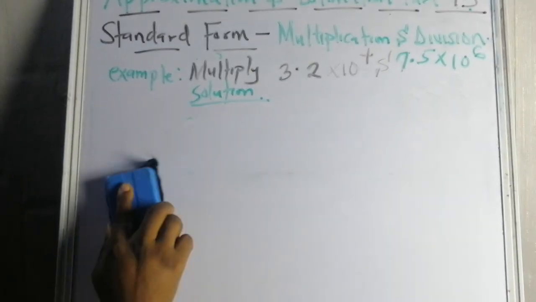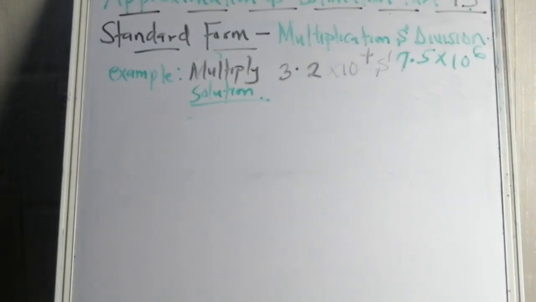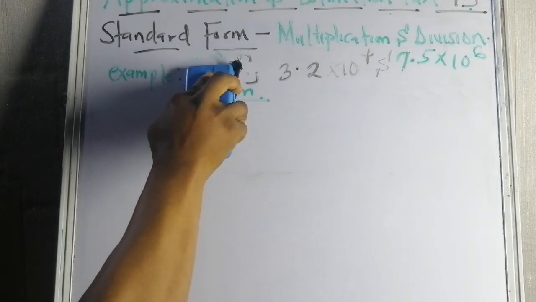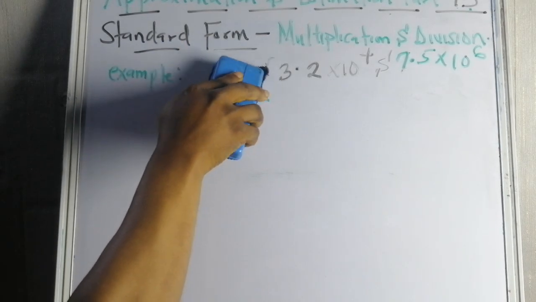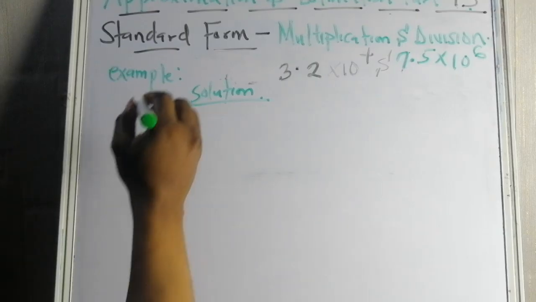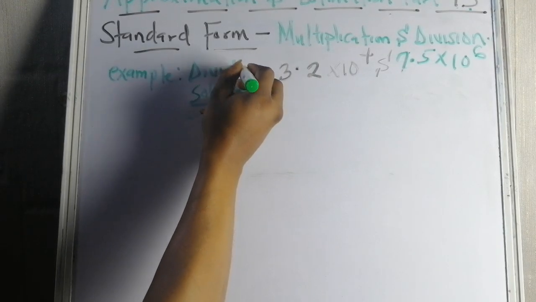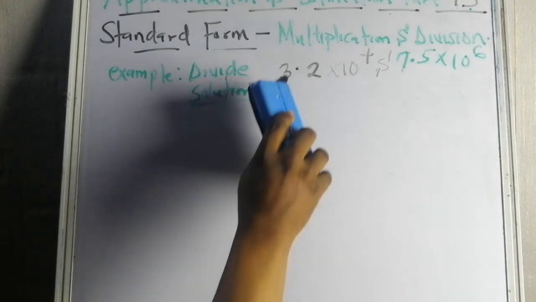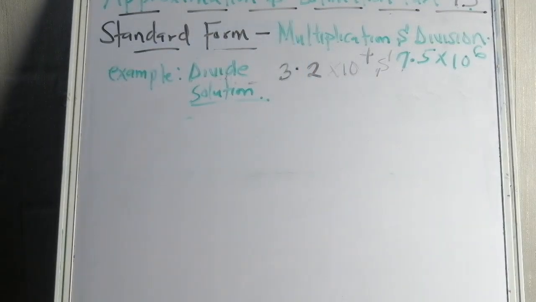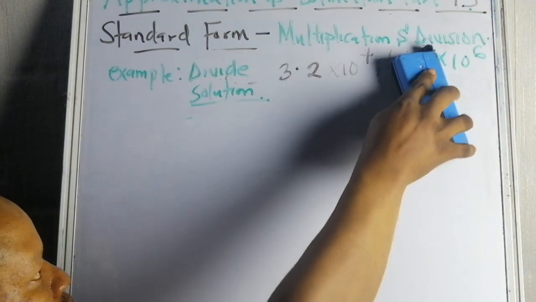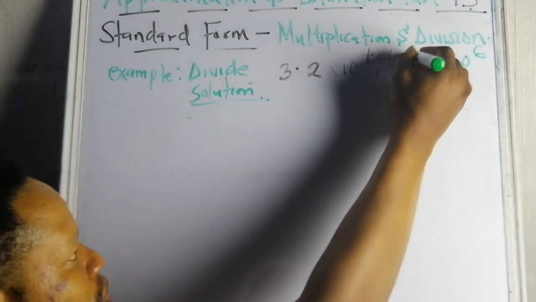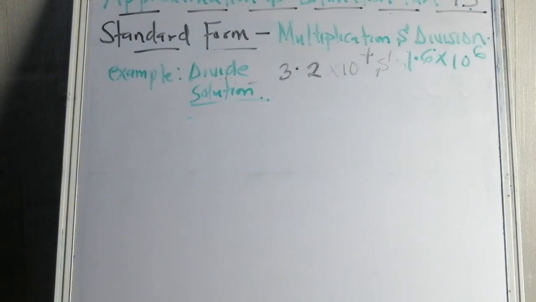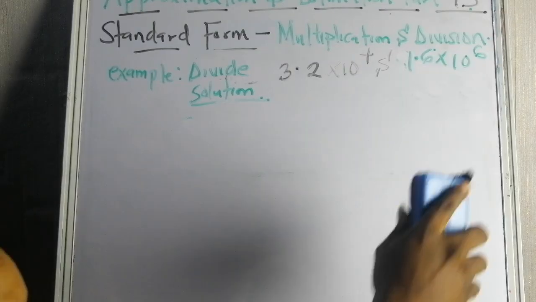The same method applies to what? To division. Okay, so division now. So when you're asked to divide under standard form, let's assume we say divide, okay, and let me see how I can change this. Okay, this one is 1.6. And I can also change this. I can change the power of 10.